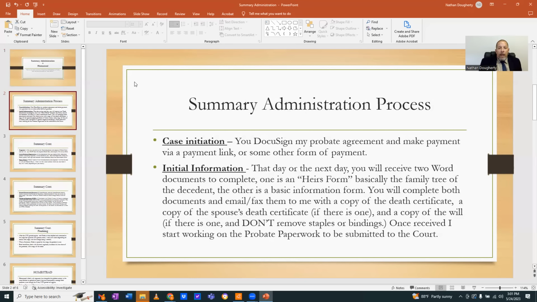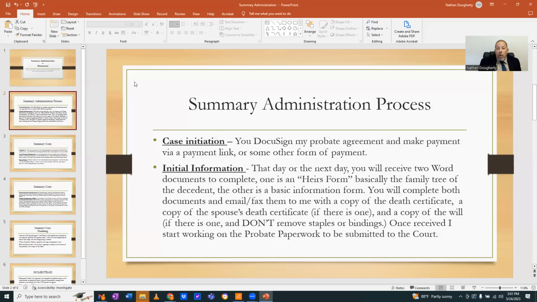Okay. Once you make payment and complete the DocuSign, that initiates the case. Either that day, unless it's late in the afternoon, it'll be the next morning. You're going to receive 2 Word documents from me. And you need to complete those.